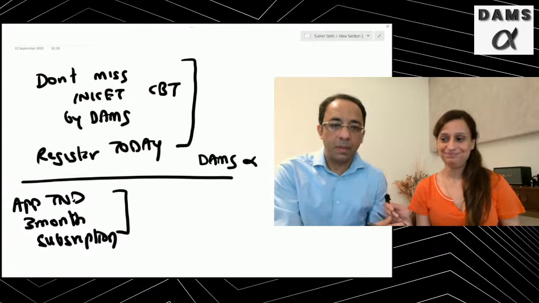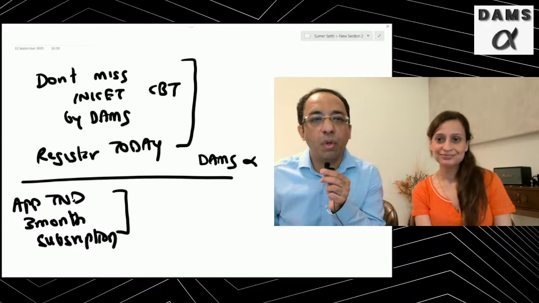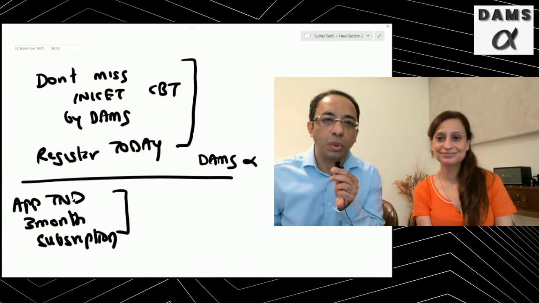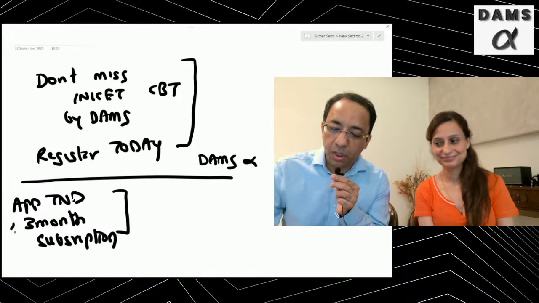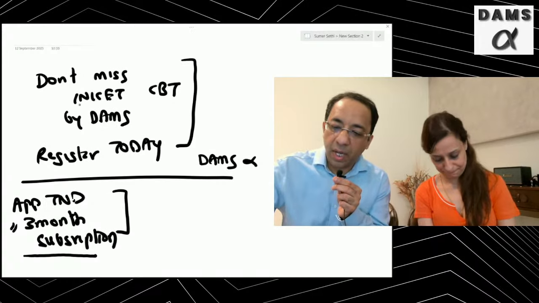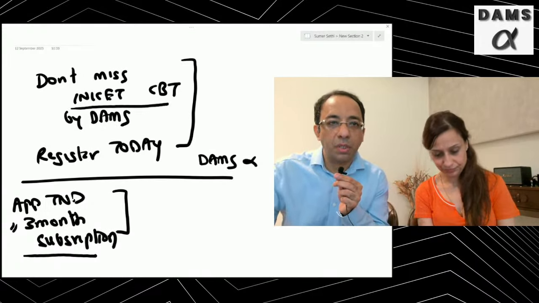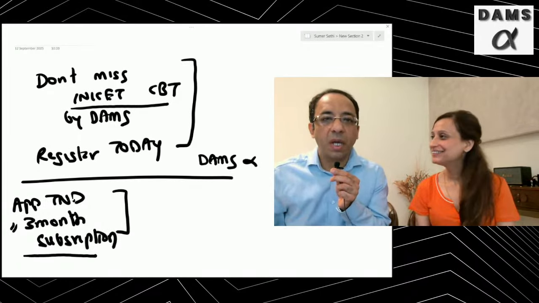Okay. And a lot of students keep asking, sir, if I'm joining DAMS now and only want to appear for the November INI, what are the two things that I should register for? Those two things are app TND on the DAMS Alpha app. It has a short 3 month subscription, and INI-CET CBT on the DAMS app. You can register, and a day before the exam, you will get your hall ticket in the app itself, and you go to the exam center and give the paper in the exam environment.